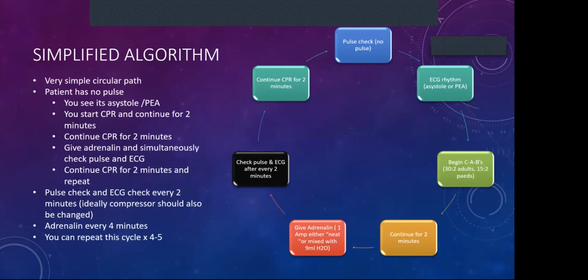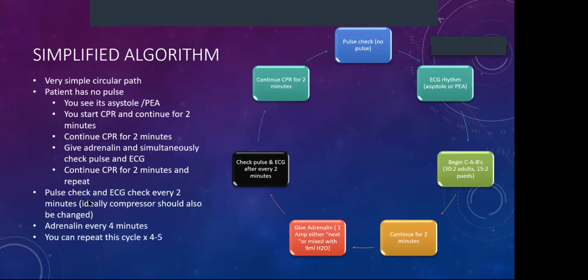Then you decide, okay, now I'm going to take a blood test. No, all these things carry on at the same time. All right, so it's a simple circular path. Let's take it easier. Patient has no pulse, asystole, CPR for 2 minutes, continue for 2 minutes, give adrenaline, check pulse and ECG, continue CPR for 2 minutes. So adrenaline goes in every 4 minutes, pulse check and ECG check every 2 minutes.